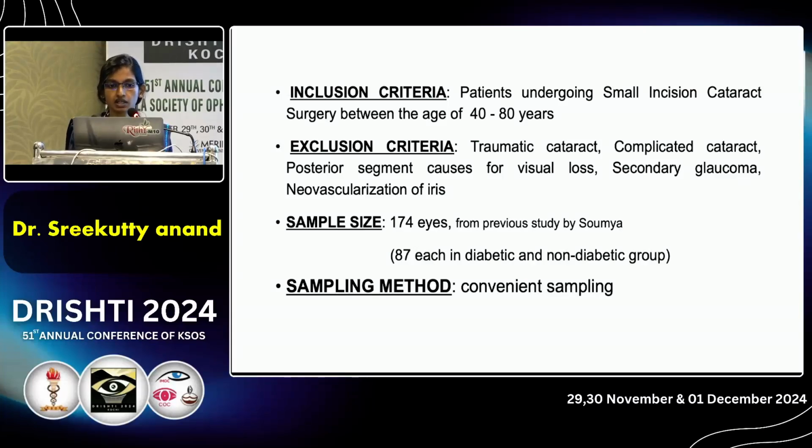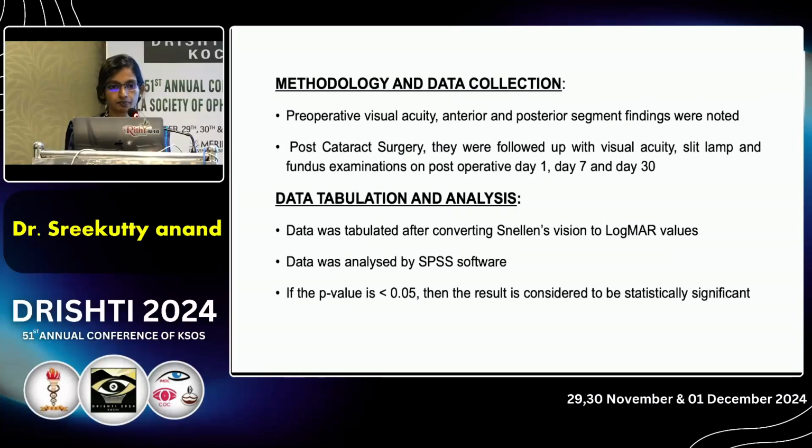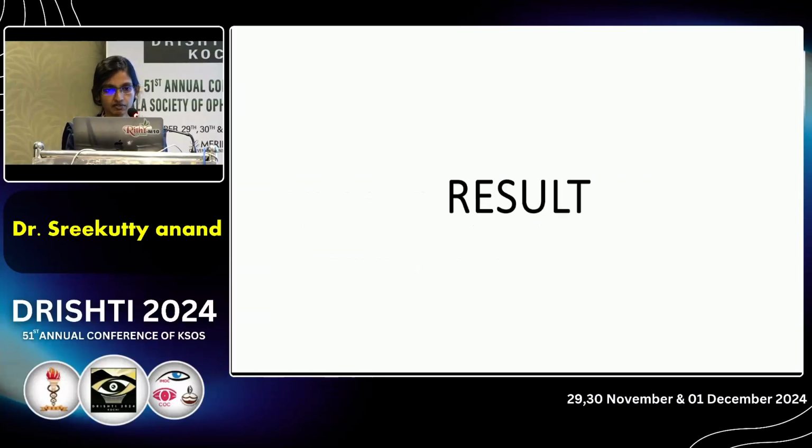The sample size was 174 eyes, calculated from a previous study by Soumya, and it included 87 eyes in the diabetic and non-diabetic group. The sampling method used was convenient sampling. Methodology and data collection: preoperative visual acuity, anterior and posterior segment findings were noted, and after cataract surgery, they were followed up with visual acuity, slit lamp and fundus examination on postoperative day 1, 7 and day 30. The data was tabulated after converting Snellen's vision to logMAR values and was analyzed by SPSS software. If the p-value is less than 0.05, then the result is considered statistically significant.